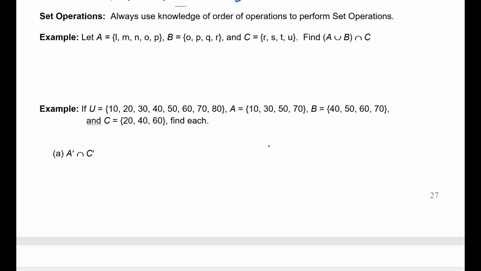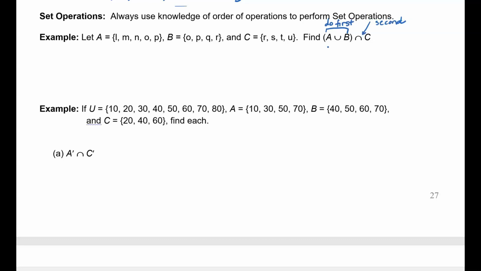So the first place that you want to start, you want to treat this kind of like the order of operations. You don't want to try to do this all in one step. You want to always start on the inside of the parentheses. So you're going to do this first, and then you're going to find what that has in common with C second.